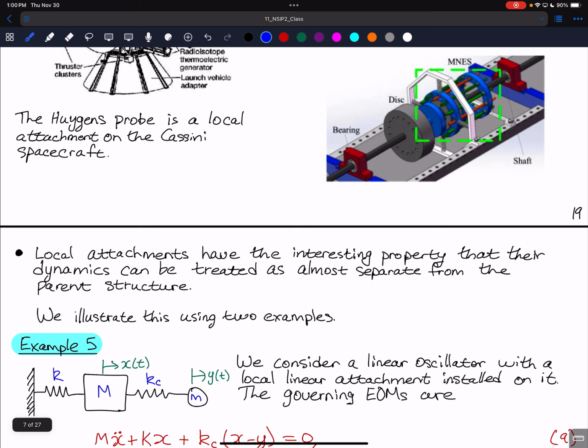All right, so what's interesting about local attachments is that their dynamics can be treated as separate or almost separate from the parent structure. I'm just going to try and illustrate this using 2 linear examples, and then we'll just kind of wave our hands and pretend that it makes sense for nonlinear systems. But we can easily show how it works for a linear system.